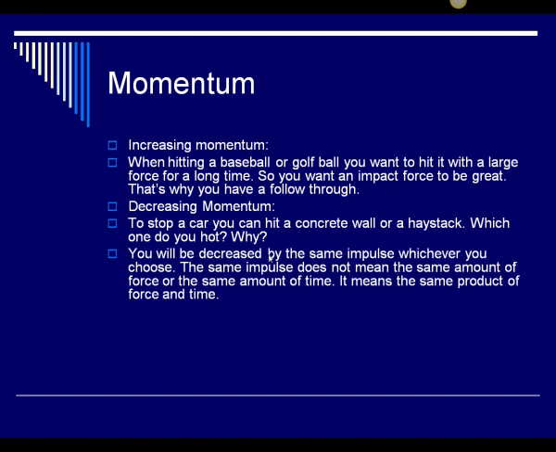You will be decreased by the same impulse whichever you choose. So think of it this way. The same force and time, the product of force and time will be the same no matter which one you choose. The same impulse does not mean the same amount of force or the same amount of time. It means the same product of the force and time. So when you hit something and you want to decrease the momentum, do you want to hit with a large force and a small time, or a large time and a small force?